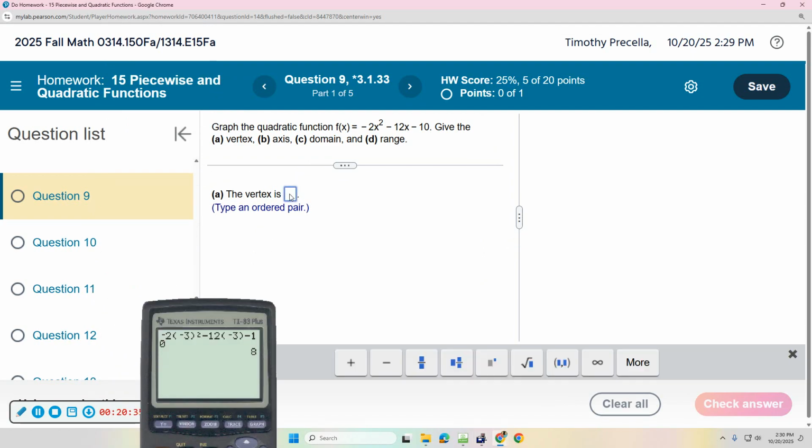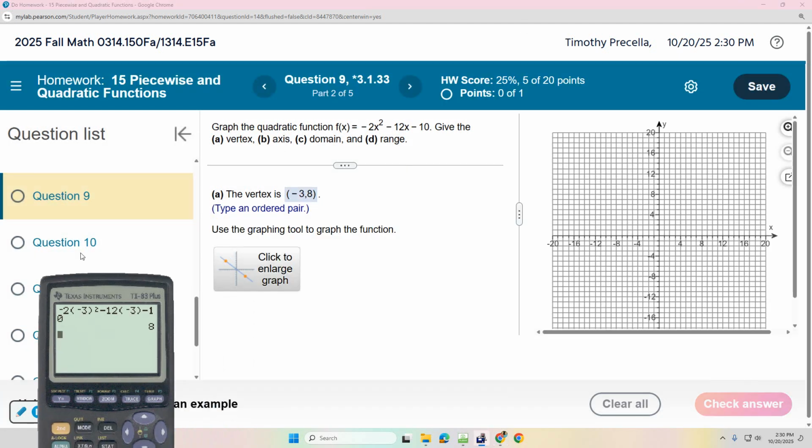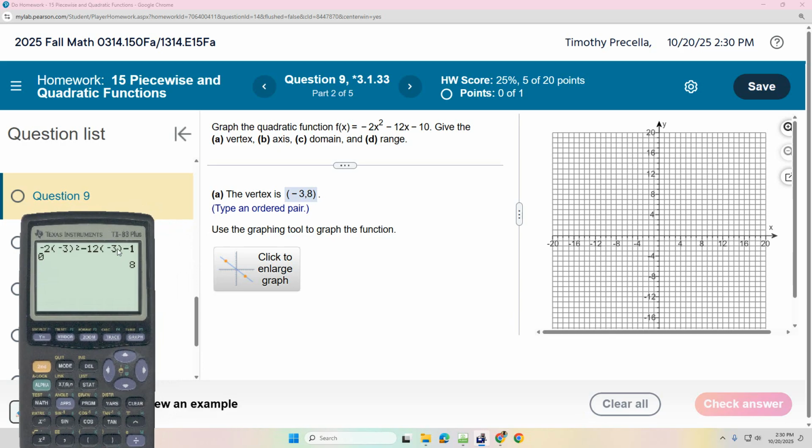Let's type in the vertex. What was that ordered pair? -3, 8. And since it's an ordered pair, you have to put it in parentheses. And then, here it is. They're going to have us draw the graph. So, click.